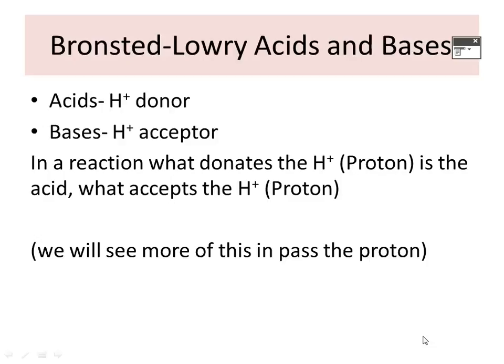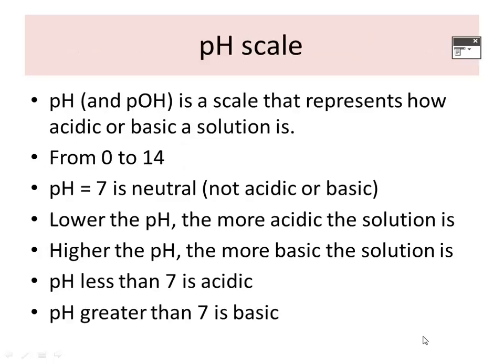One, the pH scale represents how acidic or basic a solution is. It's a scale that goes from 0 to 14. In the middle of that is pH 7. That means something's neither acidic nor basic. It's what we call a neutral pH. The lower the pH, the more acidic something is. And vice versa, the higher the pH, the more basic the substance is.